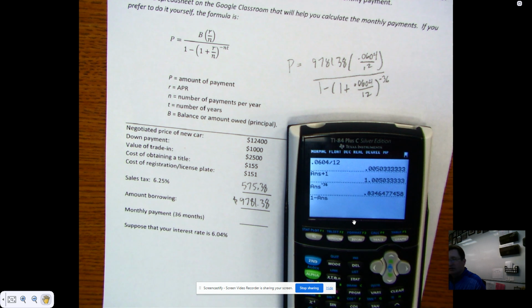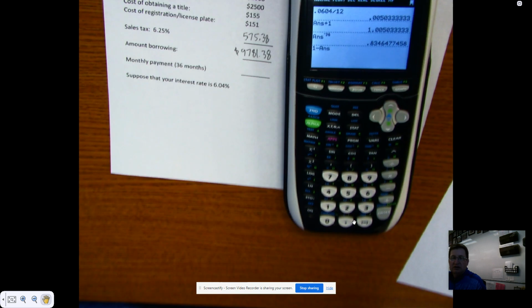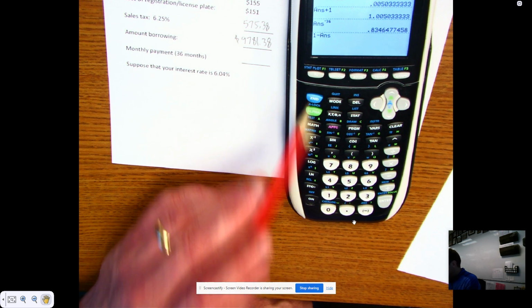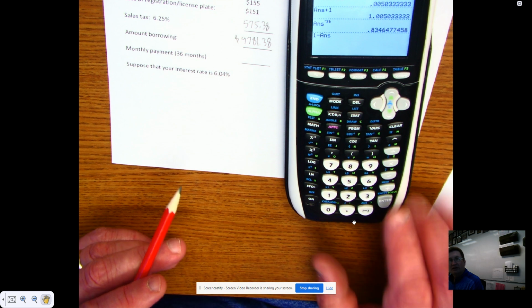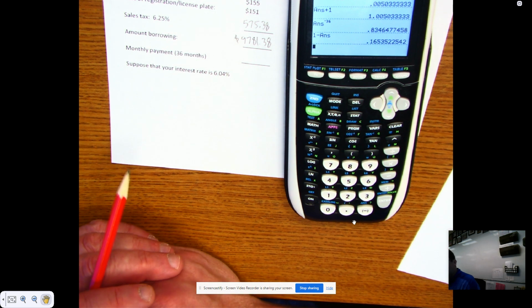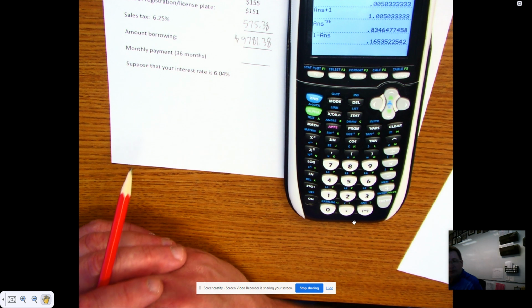Now to get answer, you'll notice that this button right here that I'm pointing at with my pencil, the second function of this button here says ANS. And so I hit 1 minus, and then second, and then that button to have the answer show up. And so now I'm here. Now that's the denominator of our payment formula here.